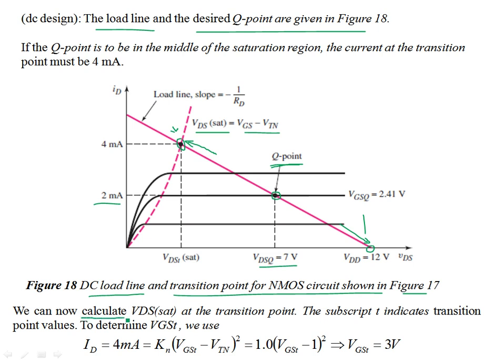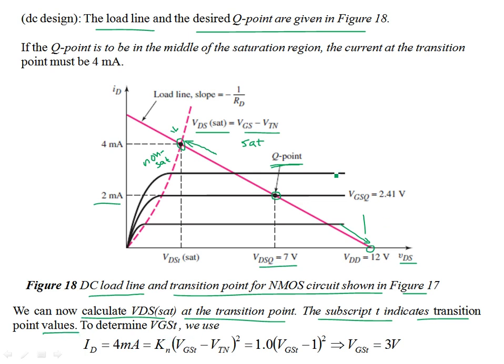So we first calculate VDS sat, the transition point between the non-sat region and the sat region. The non-sat region is on the left and the sat region is on the right. You can see that the current is independent of VDS. So it's an ideal MOSFET characteristic shown here. At the transition point, the subscript T indicates the transition point values.